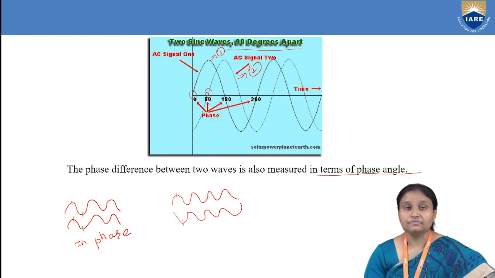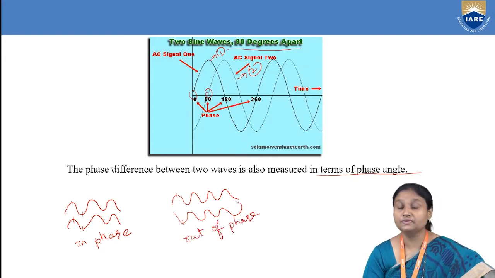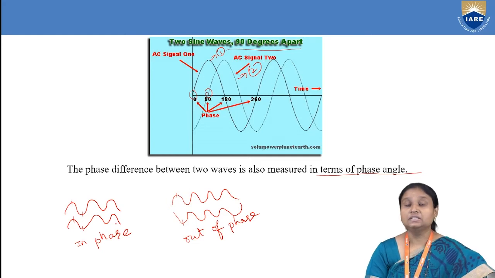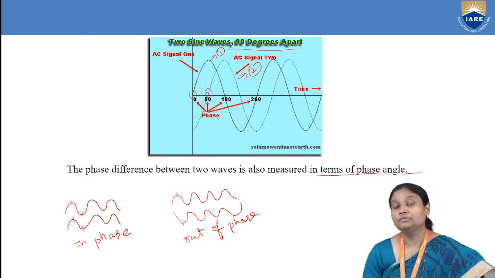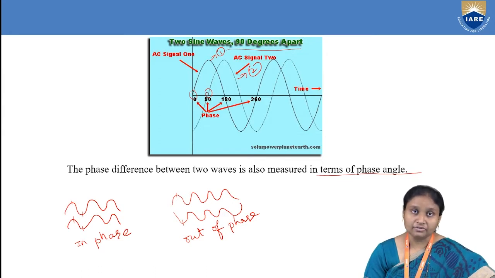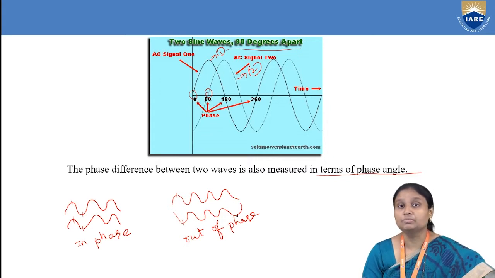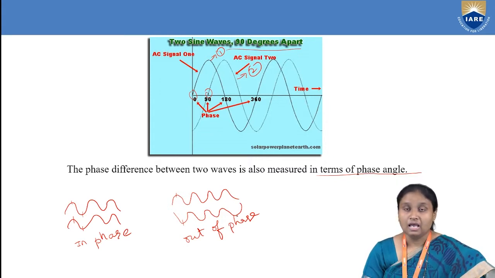So in this case, we can say that these two waves are out of phase. And we know that when two waves are in phase, their resultant amplitude will get increased. Whereas if two waves are out of phase, if crest falls on the trough, then the resultant amplitude will be 0.